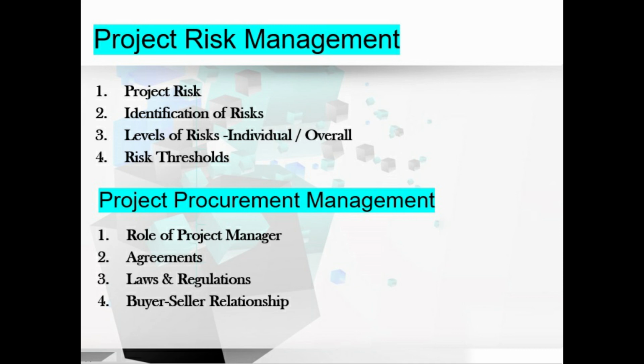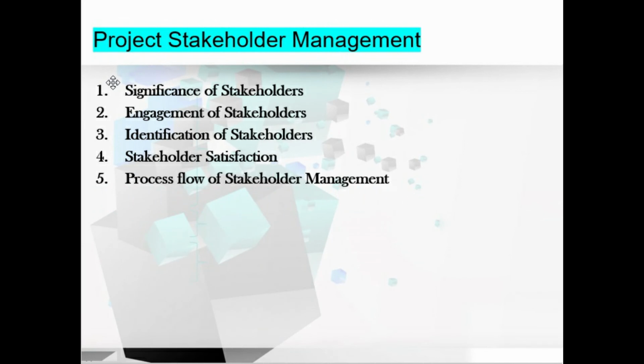Let's move to the next knowledge area, that is the last, project stakeholder management. Here the key concepts are the significance of stakeholders, engagement of stakeholders, identification of stakeholders, and stakeholder satisfaction. Let's first discuss the significance of stakeholders. Every project has stakeholders who are impacted by or can impact the project in a positive or negative way, as you know. Some stakeholders will have a limited ability to influence the project work or outcomes, and some others will have significant influence on the project and its expected outcomes. So this is about the significance of different stakeholders on the project.